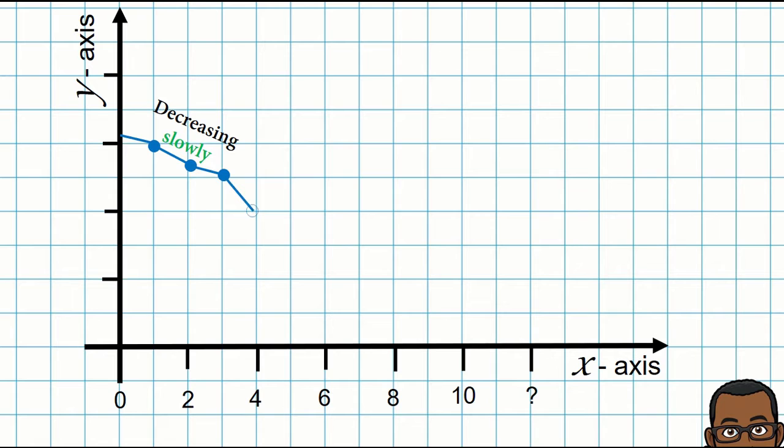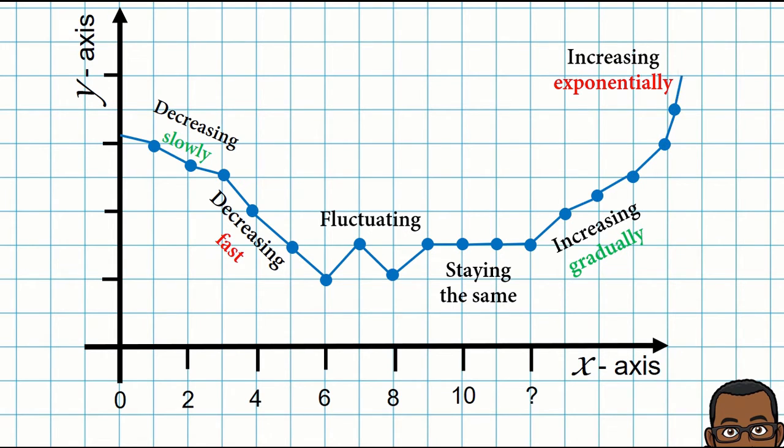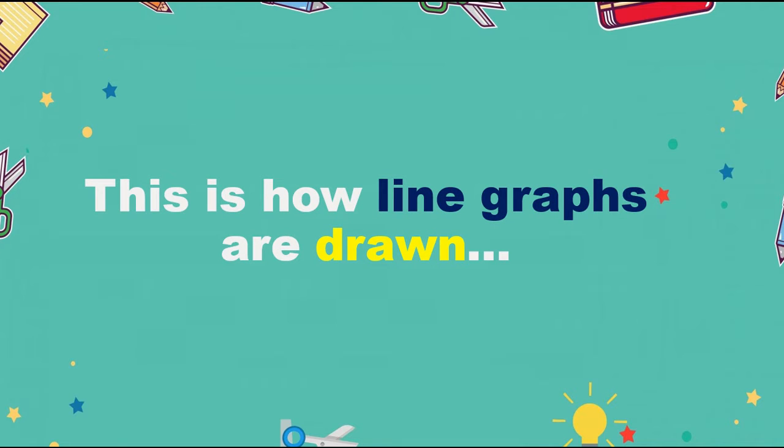When the line is going down, it's either decreasing slowly, or you can say it's decreasing very fast. When the line is going up and down, it's fluctuating. And when it's basically on a straight line horizontally, you can say it's staying the same. When the line starts going up, just like in decreasing, it can be increasing gradually or slowly, or it can be increasing exponentially.